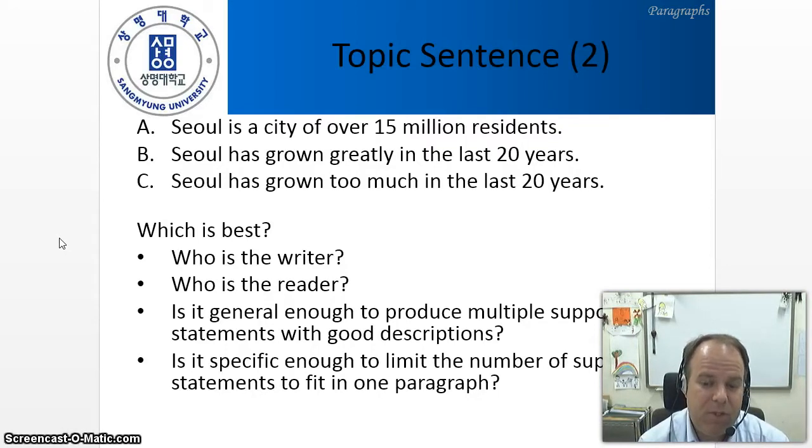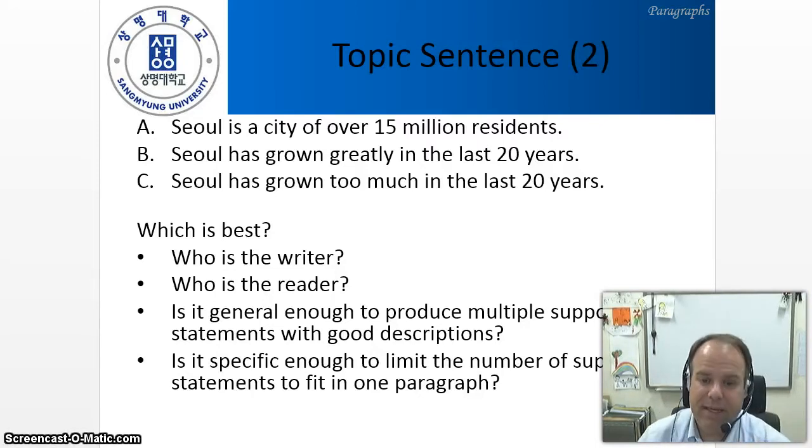Next, is it general enough to produce multiple supporting statements with good descriptions? So if you can only provide one supporting statement for your topic sentence, you probably want to make it a little more general. But on the other side, is it specific enough to limit the number of supporting statements to fit in one paragraph? So how many supporting statements should you have? Well, I can't tell you exactly how many, but to keep it at a manageable length, you're probably talking about 2 or 3 supporting statements. So if you're able to have too many supporting statements for your topic sentence, it might not be specific enough.